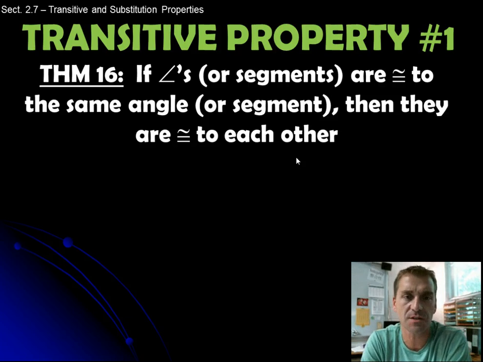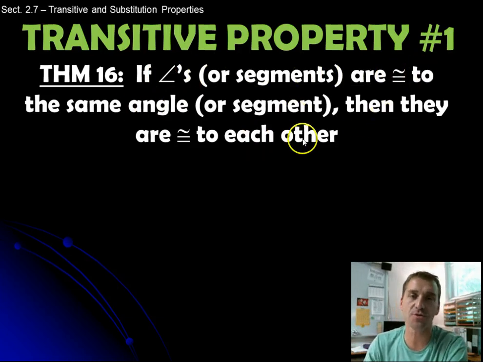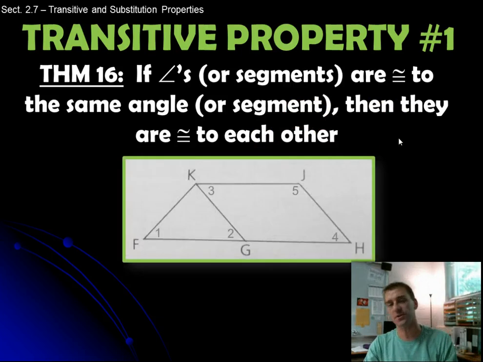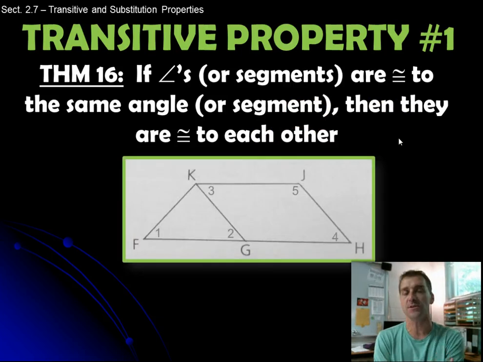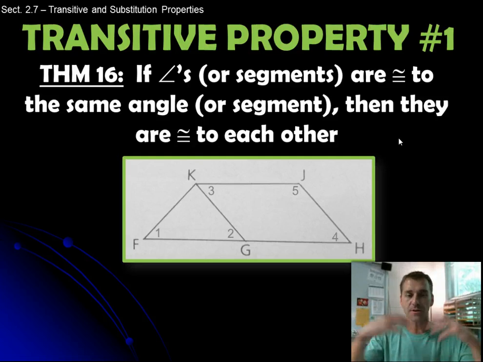So here's what theorem 16 says. If angles, or they could be segments, are congruent to the same angle or segment, then they are congruent to each other. So yes, this particular property that you learned in Algebra 1 applies to numbers and letters, but it also applies to pictures with angles and segments and other things too.